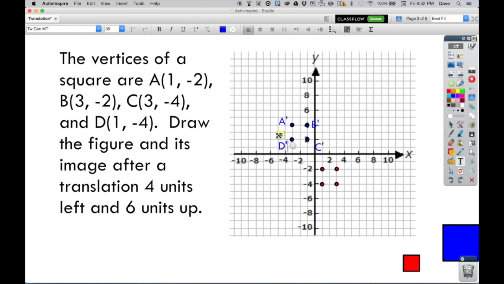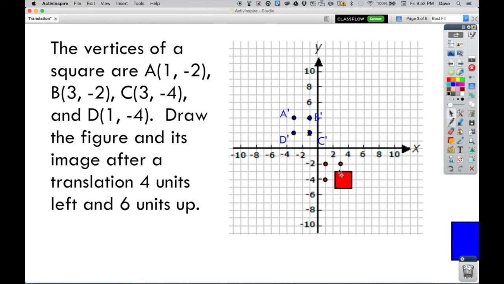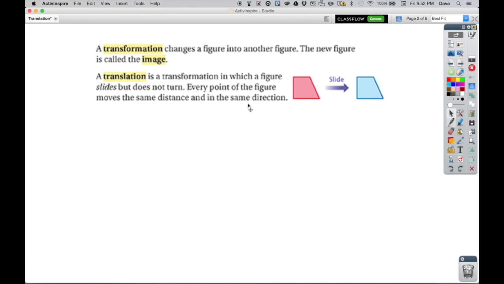And so that's how we describe a translation. We basically just give direction and distance, and then we take all the different points that make up that shape and just translate all those points to the new location. But like the definition said over here, the figure's been slid but has not been turned.